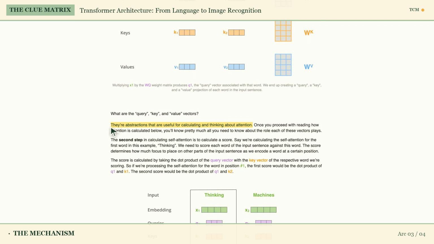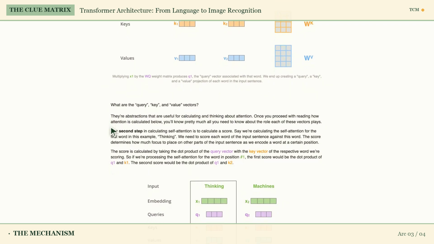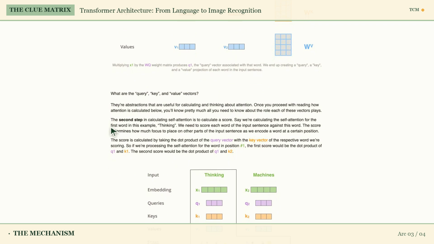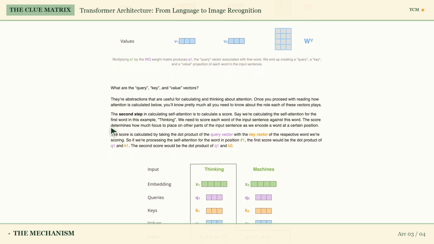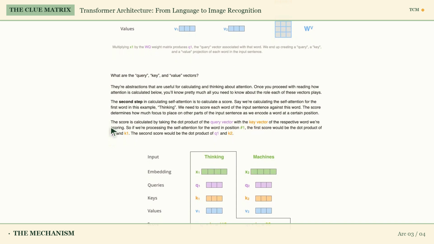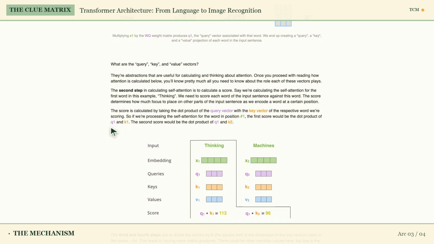The next step is to calculate a score. This score is calculated by taking the dot product of the query vector with the key vector of the respective word we are scoring. Dot product measures similarity. So a high dot product between query it and key animal means they are very similar, suggesting relevance.